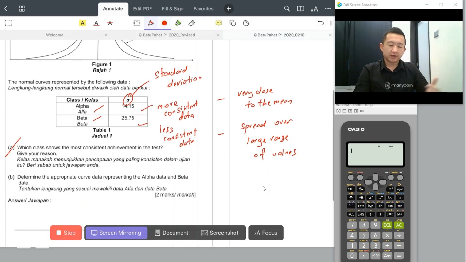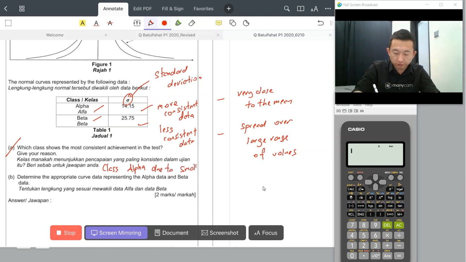So to answer this one, which one is more consistent? Alpha. So you answer class alpha. Reason: due to smaller standard deviations. Okay, this is for A.